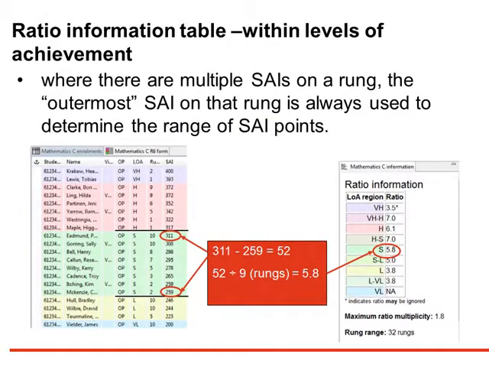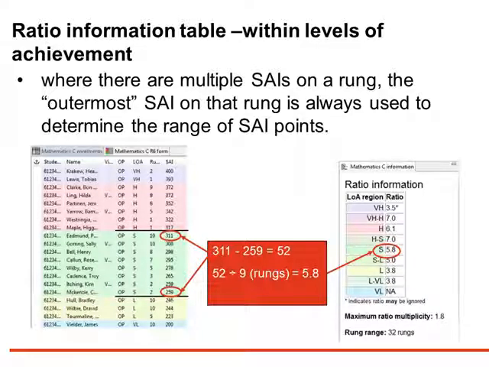Let's take a closer look at how average points per rung is calculated. On this slide we'll consider the sound achievement band, which is highlighted in green. The top student in sound in this group is on SA10 and has an SAI of 311, and the bottom student is on SA2 and has an SAI of 259.